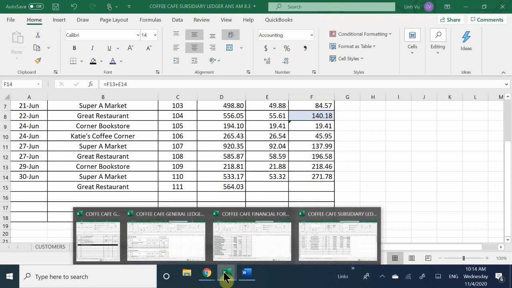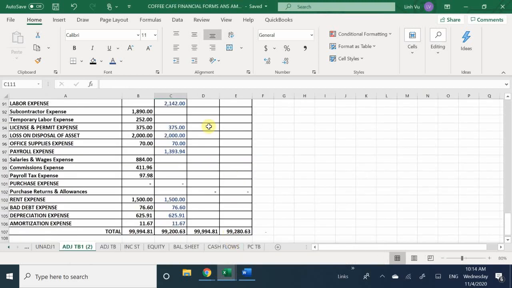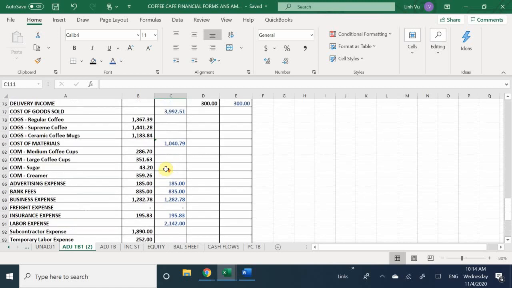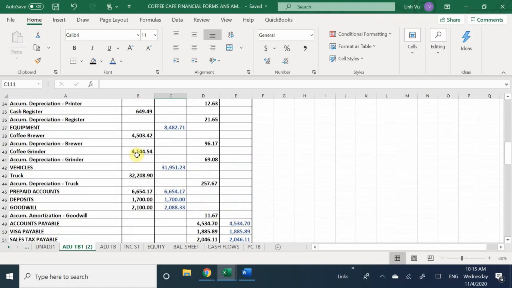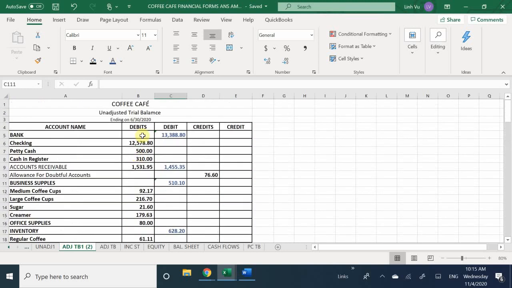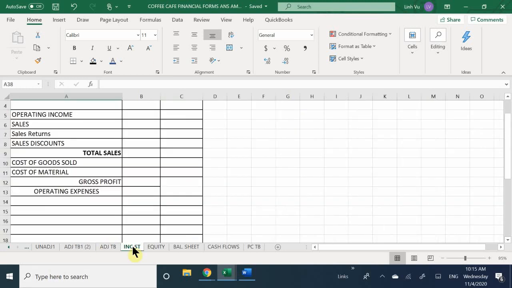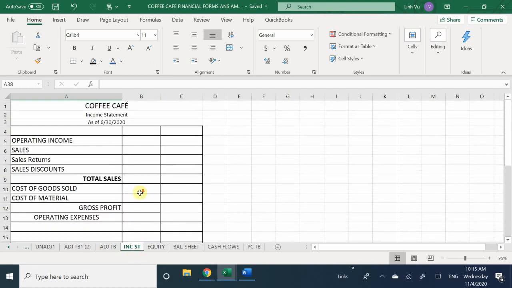All right, so the last thing that we did, we just completed our adjusted trial balance. So here with our adjustments, we balance completely 100%, our debits and our credits balance. So now the next step to do is to finally start our financial statement. The first one that comes first is going to be the income statement.